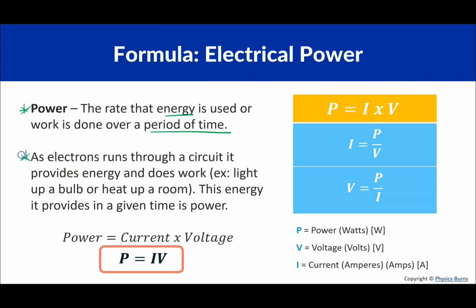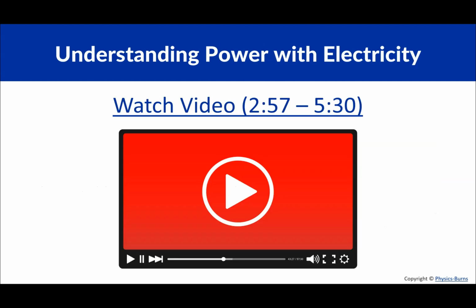Okay. As electrons run through a circuit, it provides energy and does work. Light up a bulb, heat up a room, cool down a room, etc. This energy it provides in a given time is power. So power is equal to the current of electrons times the voltage. Okay. And here we have the formula here. This is the main formula. And here is how you can manipulate it algebraically to find other variables. All right, moving on. Good video about this.